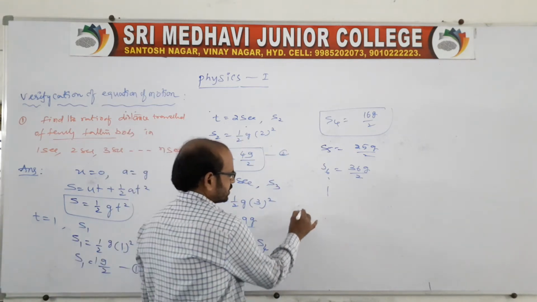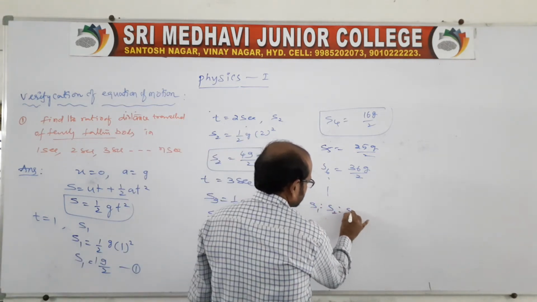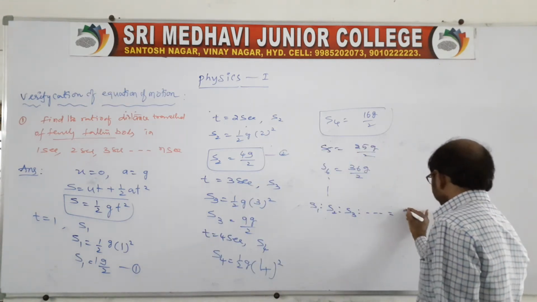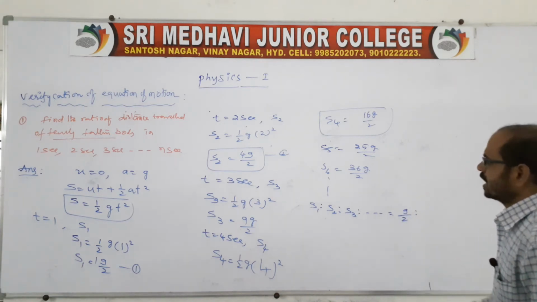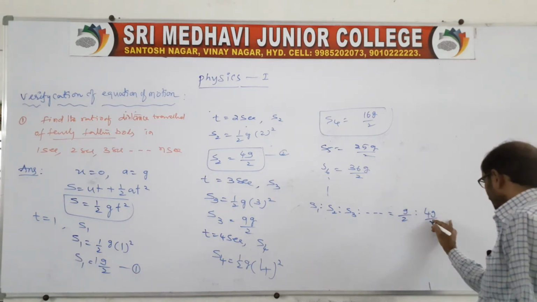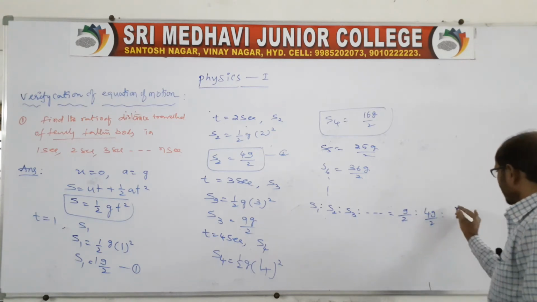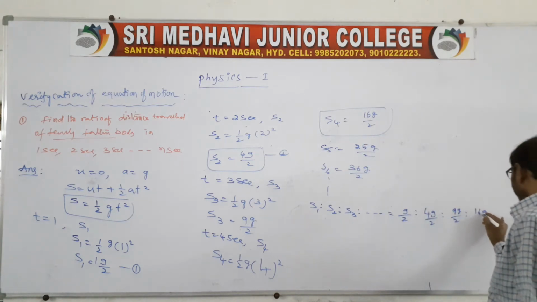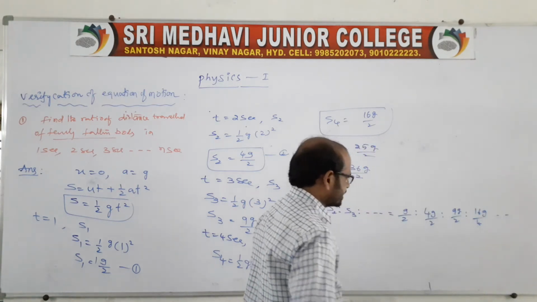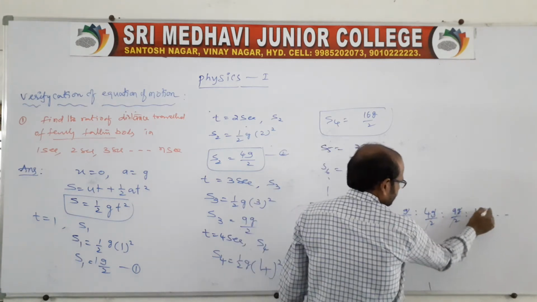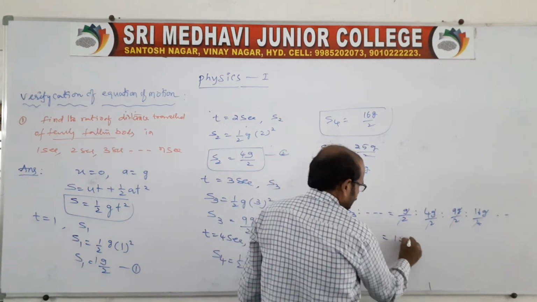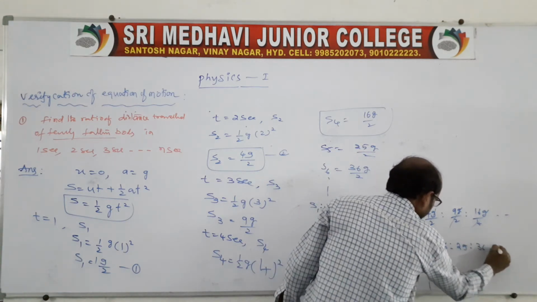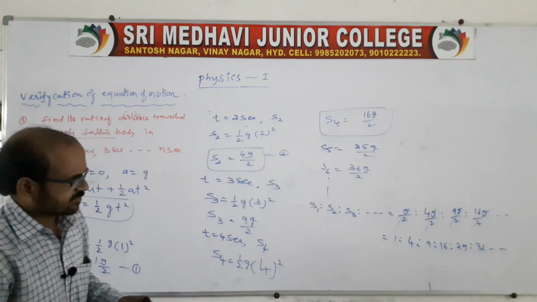So it is asking for the ratio. Therefore, take S1 is to S2 is to S3 and so on. S1 is g by 2, S2 is 4g by 2, S3 is 9g by 2, and the fourth second 16g by 2, and so on. In this ratio, g by 2, g by 2, g by 2, g by 2 is cancelled. Then it is 1 is to 4 is to 9 is to 16 is to 25 is to 36, and so on. This is in the case of a freely falling body.